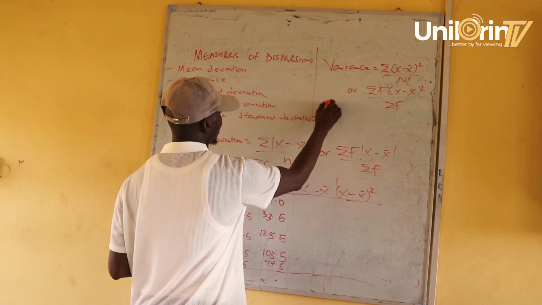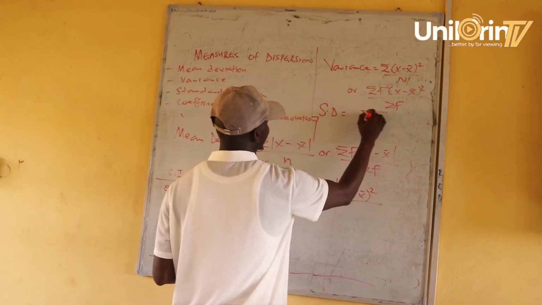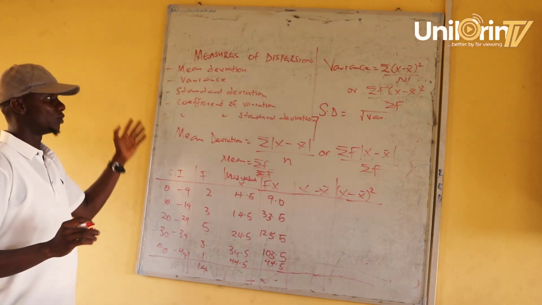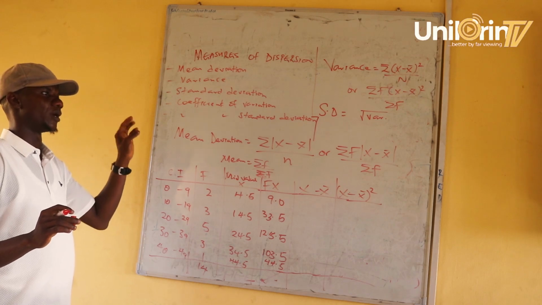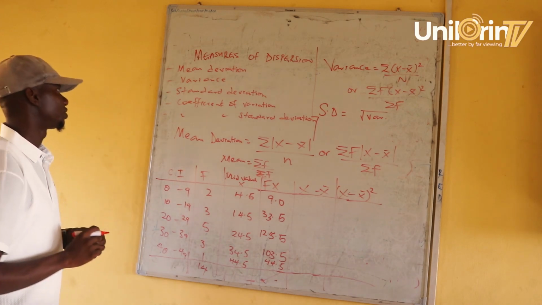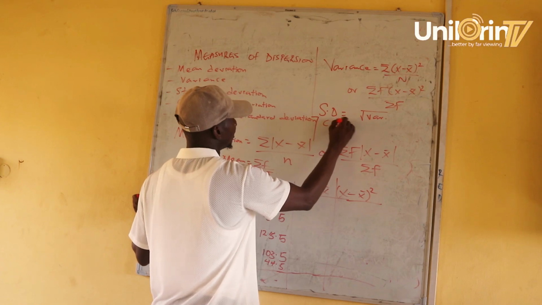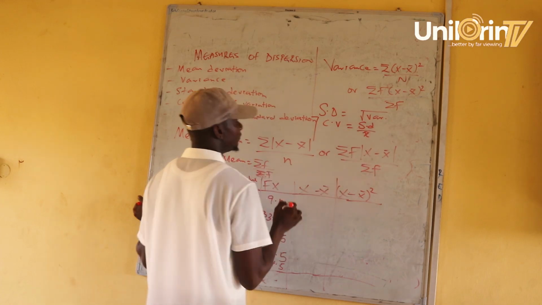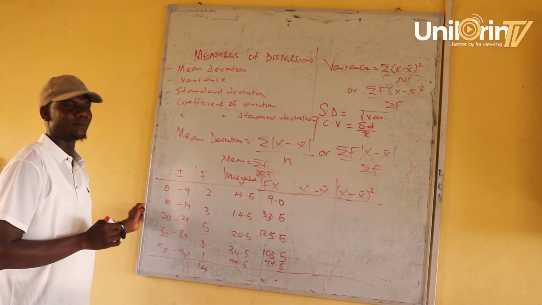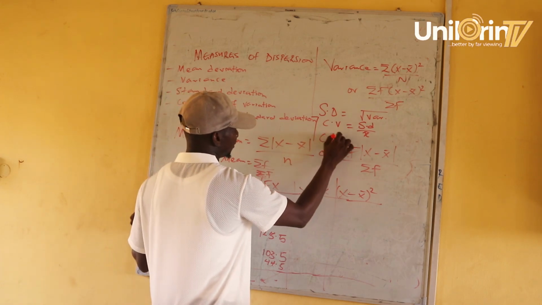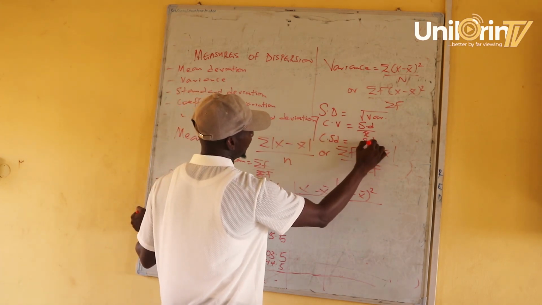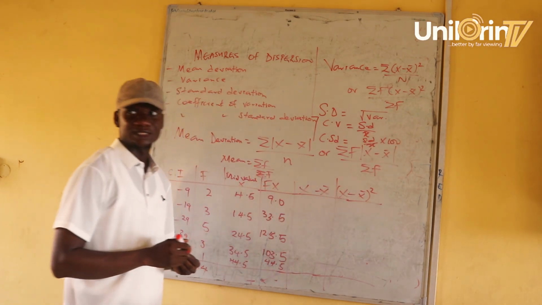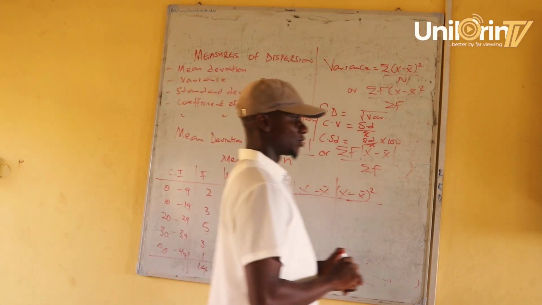Alright, standard deviation is the square root of variance. Just calculate your variance in any situation, and when you calculate it, just put it in the square root, you get your standard deviation. Coefficient of variation, that is standard deviation over mean. Coefficient of standard deviation, that is standard deviation divided by mean multiplied by 100. All these measures are for what?